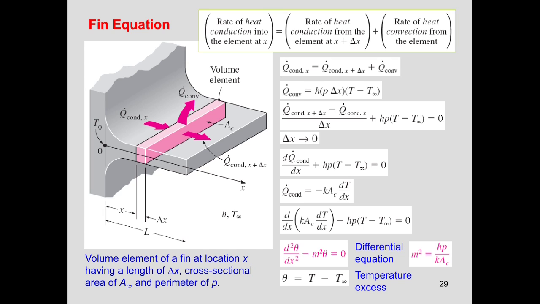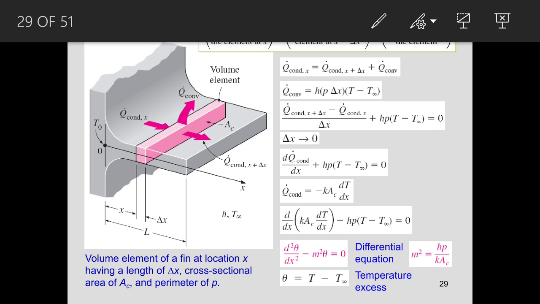So that means we have the equation Q conduction at x is equal to Q conduction at x plus delta x plus Q convection. In that, we find the Q convection equation as h (p delta x) multiplied with (T minus T infinity). Here h is the heat transfer coefficient, p is the perimeter of the volume element, delta x is the width of that volume element, T is the temperature of the fin, and T infinity is the temperature of the fluid.